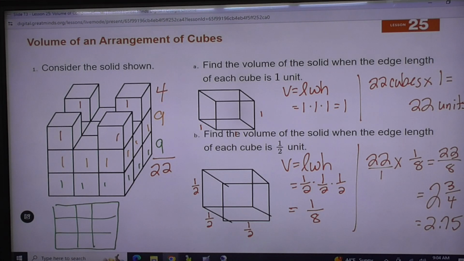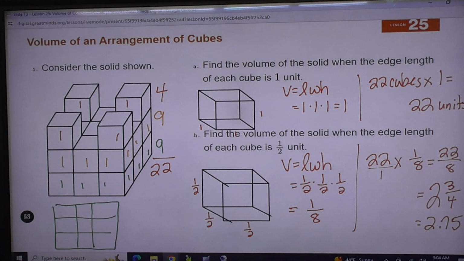So, how did the volume change when the edge length of each cube was 1/2 unit instead of 1 unit? How did it change? What do you mean by that? It did what? Decrease? No, it increased. Well, what? See how we can explain this.